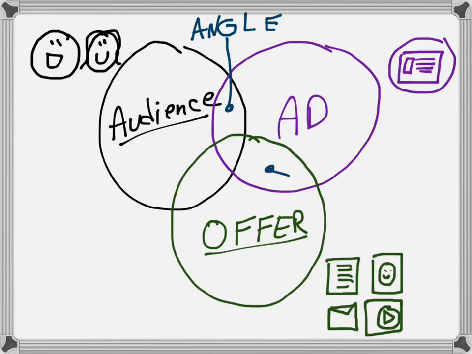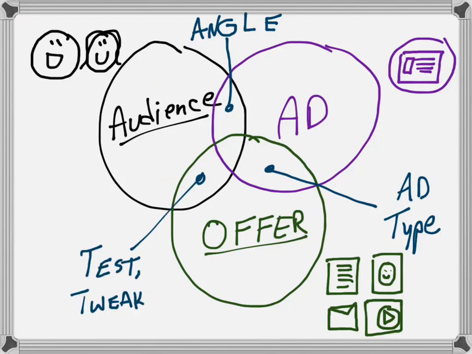Then if you look where ad and offer intersect, that's where the ad type is going to have an impact on your results. What I mean by that is that the smaller the ad that you run, the more you're going to have to explain in the actual offer. As opposed to some ad types, where you can do some pre-selling, or you can set people's minds more, and so you can do your offer a little bit differently. And then where offer and audience intersect, that's where you constantly have to test and tweak.